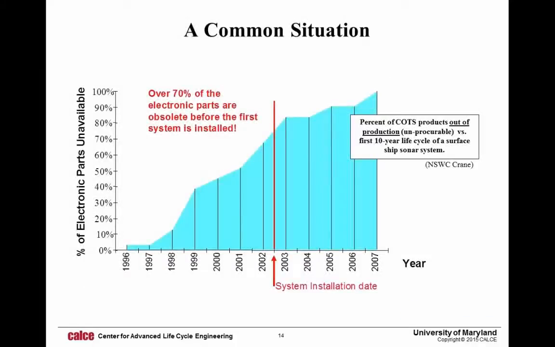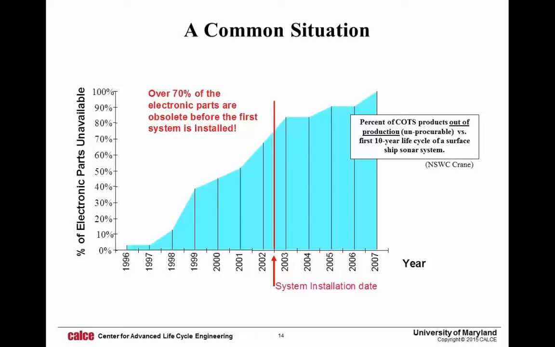So the next slide here sort of shows the problem. This is a surface ship sonar system from the U.S. Navy. Here you have a system where design began back in the mid-1990s, and by the time the first system was fielded, 70% of the COTS parts, at least, were already not procurable from the original manufacturer. And by 2007, you see in this graph, it's nearly 100% of the COTS parts are not procurable. If this was the extent of the problem, this would be reasonably manageable.